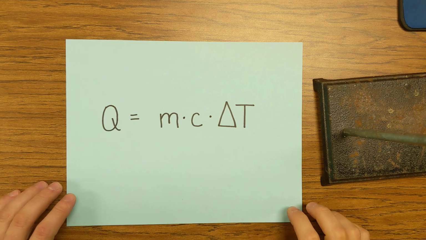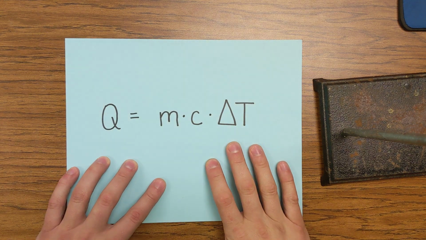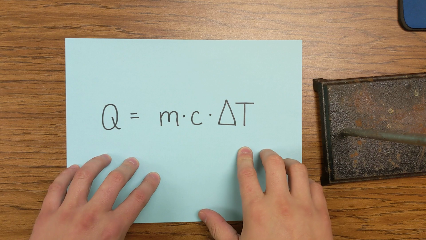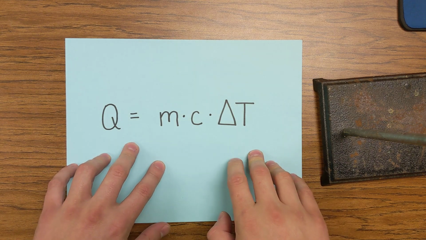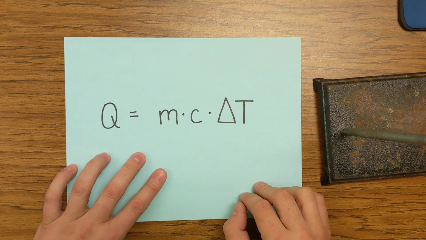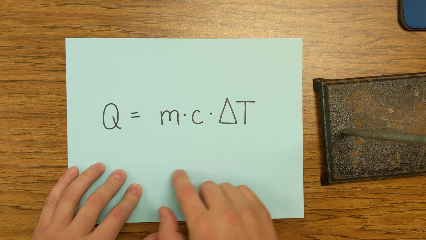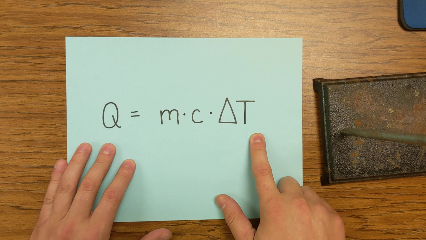All right, so today we're going to look at how to take this equation. This is the equation for specific heat capacity that we use in physical science. And we actually have a foldable to help kids see how to manipulate the variables in here when they're trying to solve specific heat capacity problems. This is the equation that's given to you on the formula guide.